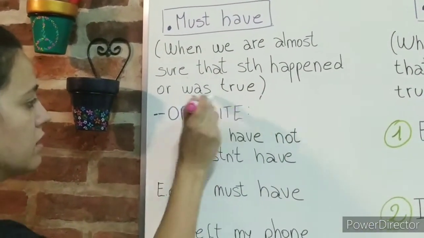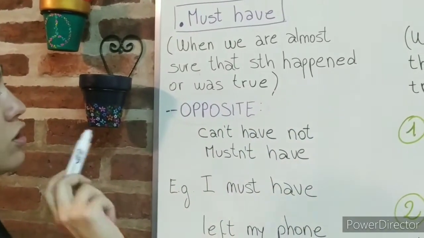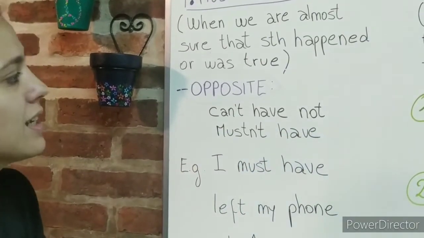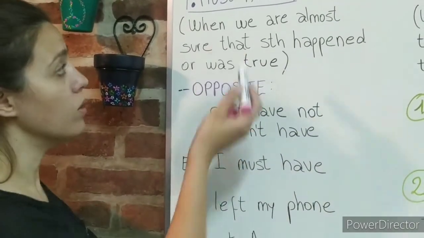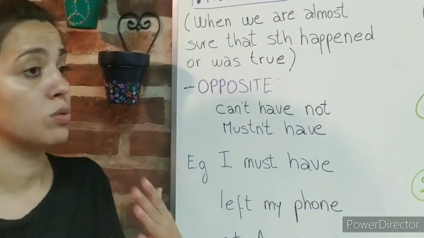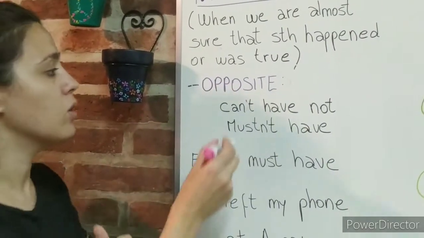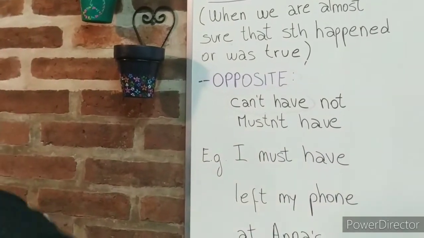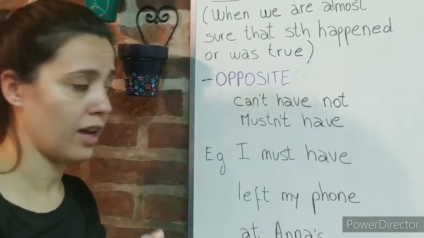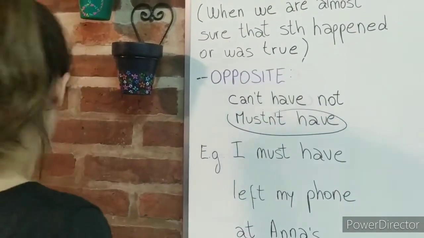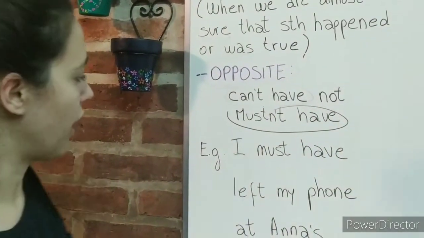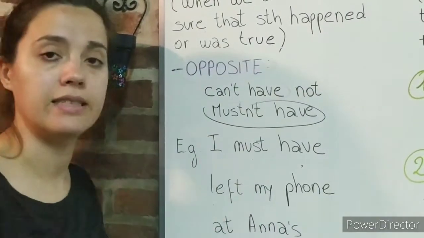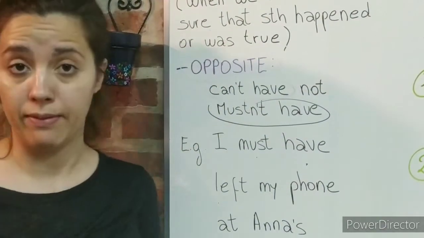The opposite, it's not mustn't have. It is can't have, okay? So, if you want to express the other way around, you will need can't have, instead of mustn't have, okay? I'm going to change this markup because it is not working, this one. Okay, for example, I must have left my phone at Anna's, okay? So, this is must have.